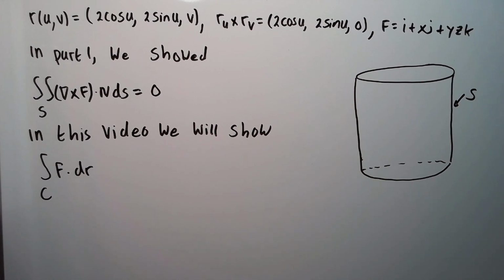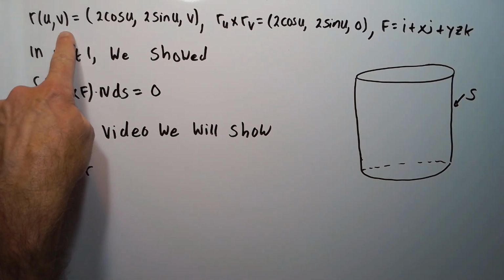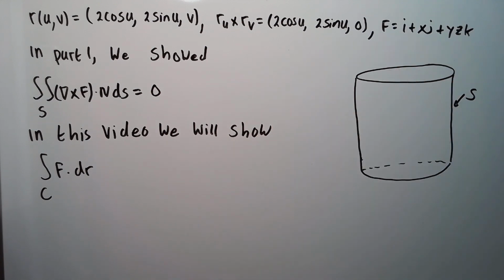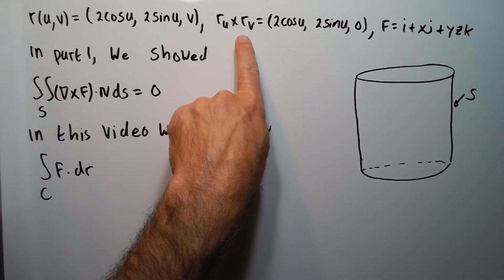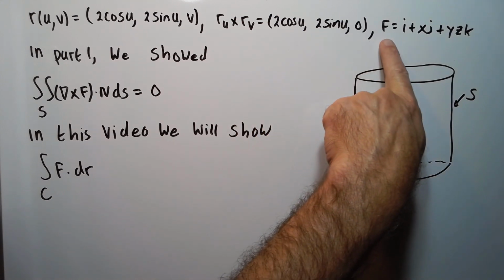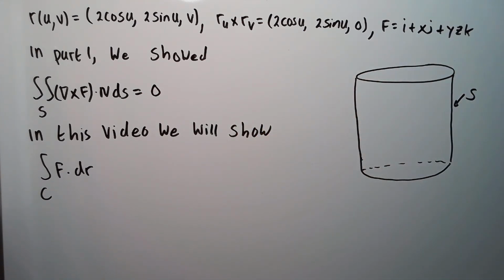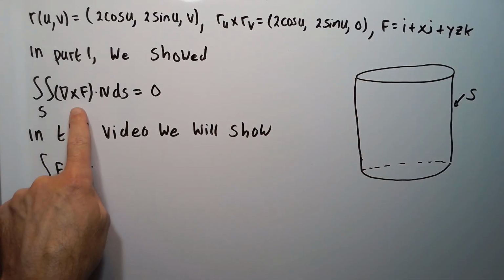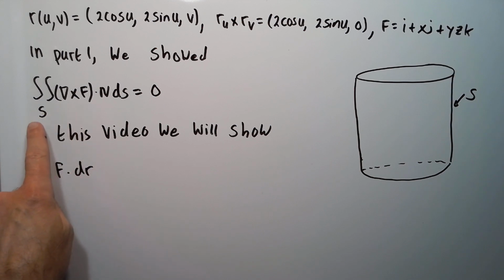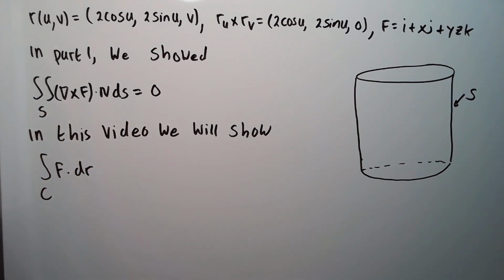Okay, in part one of the example, we parameterized our surface, which was our cylinder, and then we found r_u cross r_v was this, and this was our F. So in part one, we showed that the flux of the curl across S was 0. So in this video, to verify Stokes' theorem, we're going to have to show that the line integral around the boundary is also 0.